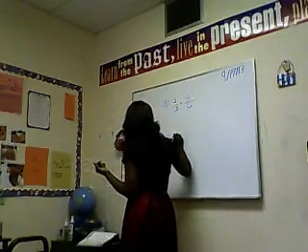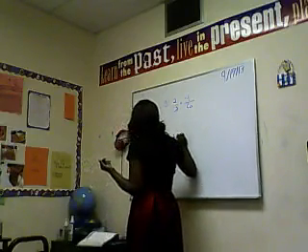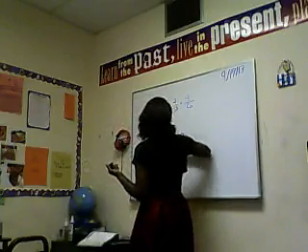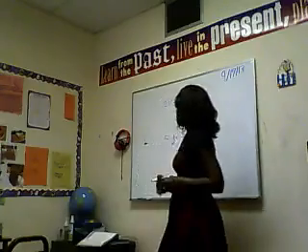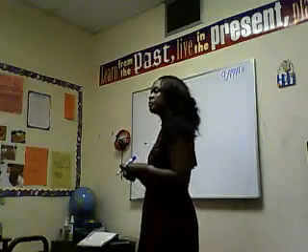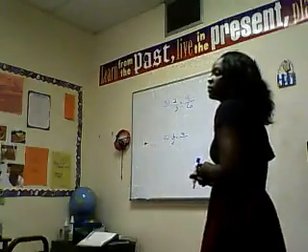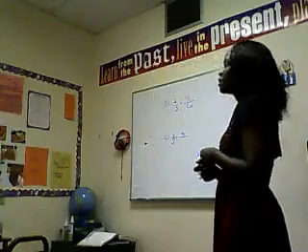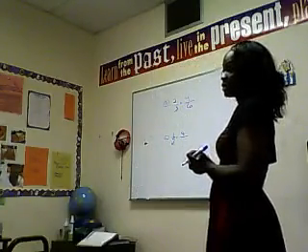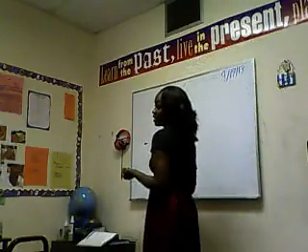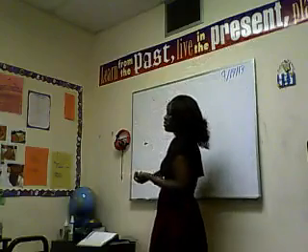Number 12. 1/2 equals 4 over blank. What times 1 equals 4? 4, which means I have to multiply the other number by 4 as well. Which would give me 1/2 equals 4 over 8.